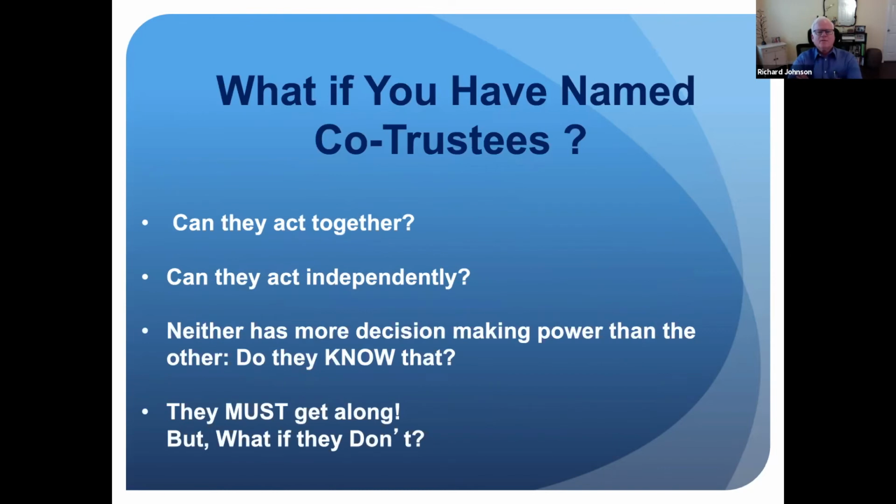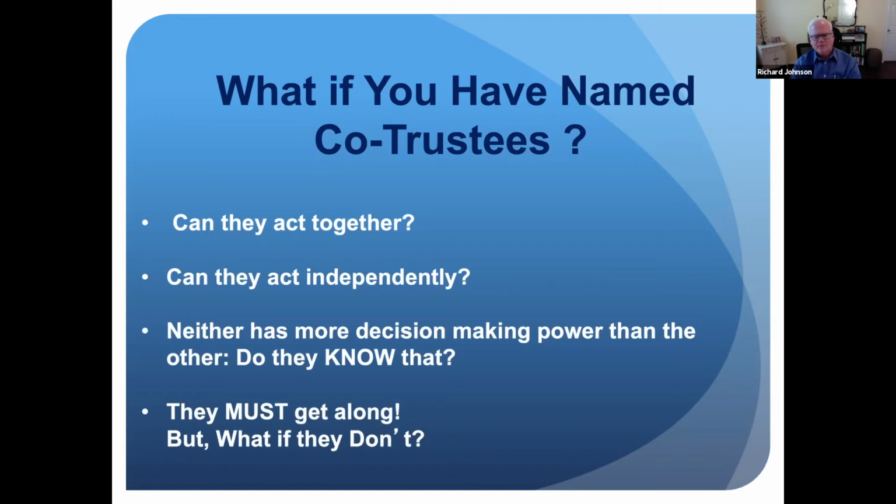So what if you've named co-trustees? Sometimes people will name their children as co-trustees. Jane and John can serve together as co-trustees, right? Well, the question is, can they really serve together? Can they act together? Do they get along? If they don't get along, if they can't agree on anything, then maybe you're starting World War III.